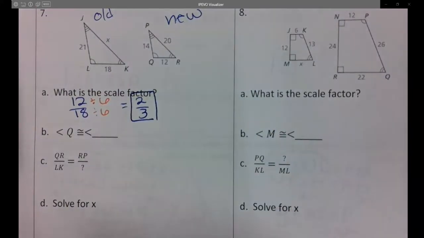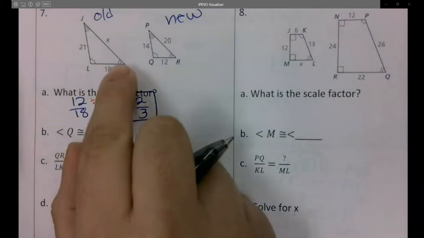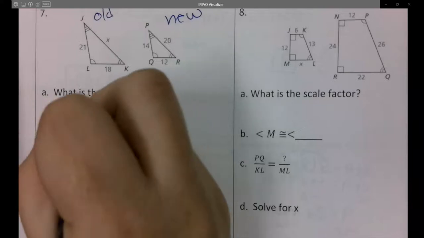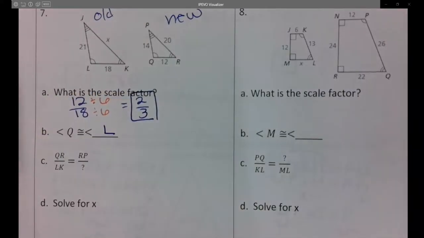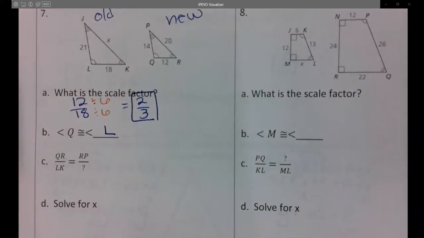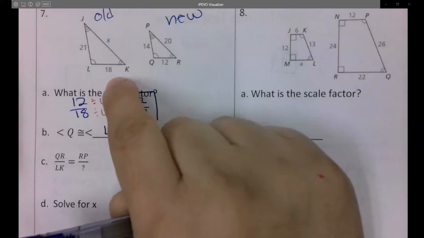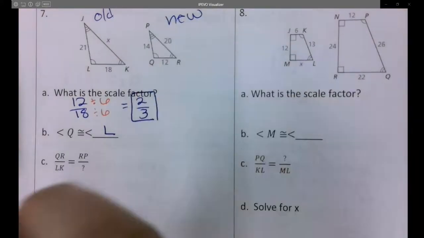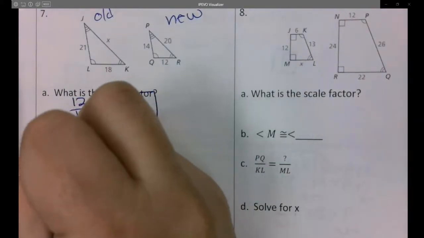This one is saying angle Q is congruent to this one. They're already marked for me. So this one matches up with L. Then my relationship has QR matching up to LK. And then RP should go to JK.